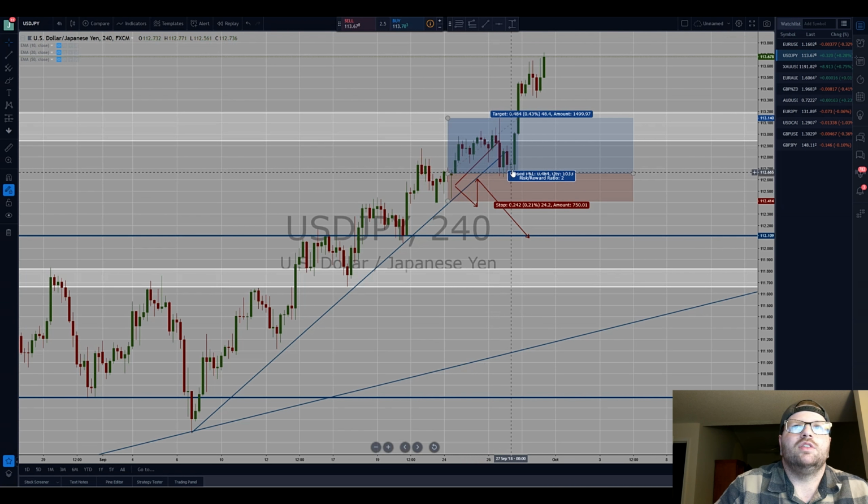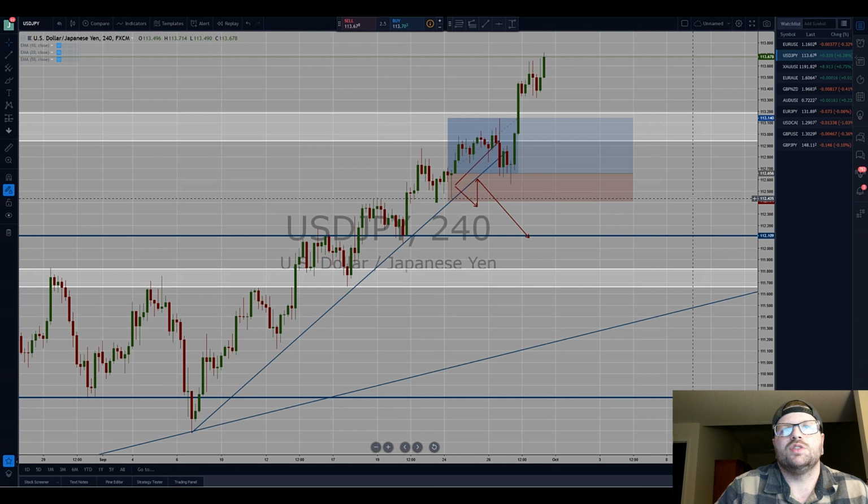However, the reason why I don't usually recommend doing that is for these reasons right here. As you can see, price came up to the zone and looked like it was going to reject the zone. It broke through that trend line. Price came back up on top of the trend line. Then we had another bearish candlestick that wasn't engulfing. Then we had a pin bar to the downside, and as you can see, price shot up.